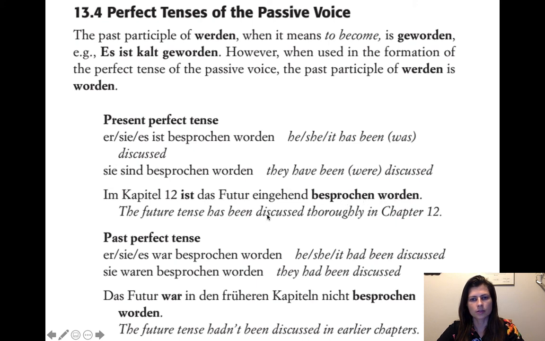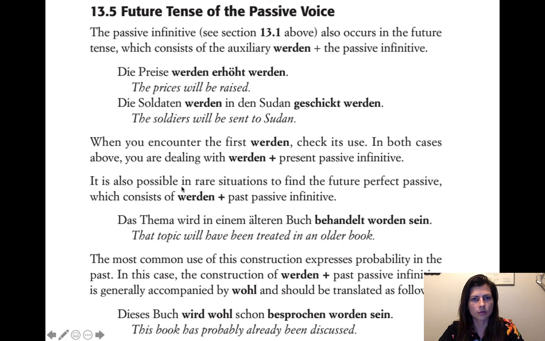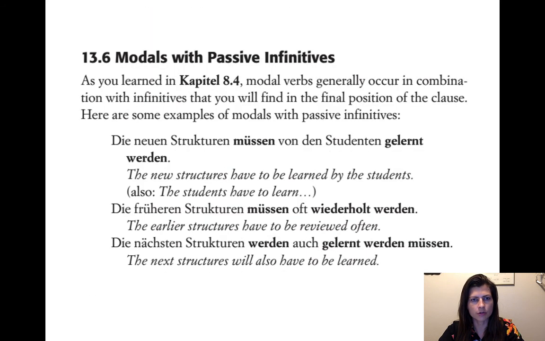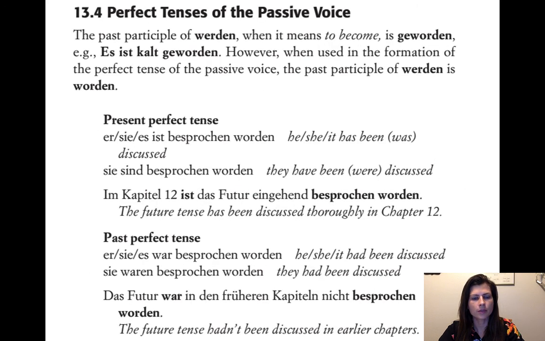Yeah. So it's pretty tricky, but the easier way to say this is to just do the simple past instead. And so in speech, probably the simple past is more common. If you want to use these in real life, I would suggest using the simple past, which I think we had several examples of before. But all you would have here is in the second position, you would have wurde and then just the past participle at the end. So it would be like im Kapitel 12 wurde das Futur eingehend besprochen, and that's it.